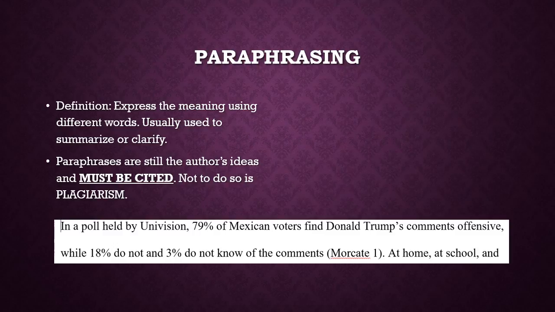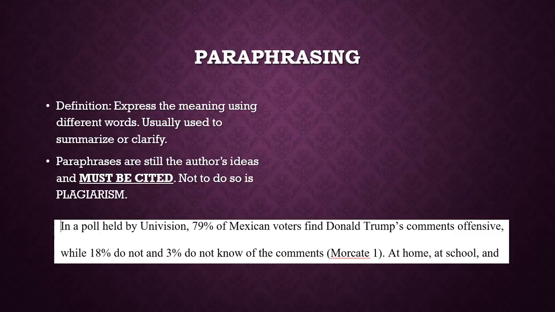So paraphrasing. The definition of paraphrasing is expressing the meaning using different words. This is usually done when you're writing a summary or to make something more clear, because maybe the way the person put it is difficult to understand. But because paraphrases are still the author's ideas, you still have to provide a citation for where the information came from. Not to do so is plagiarism.